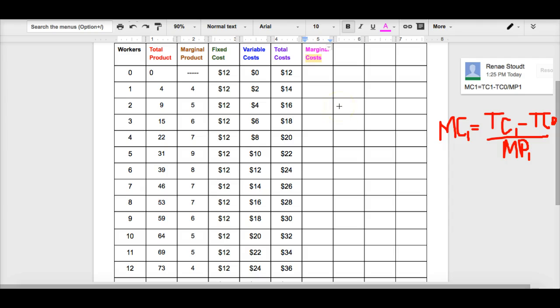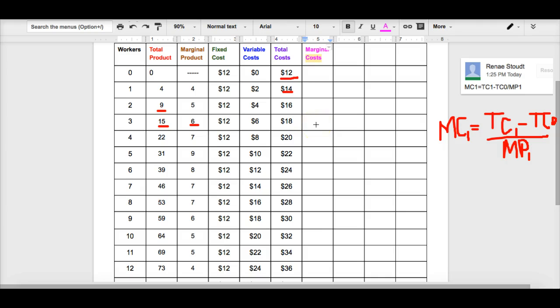Okay, so this makes sense if you think about it, because remember how we found marginal product, this column over here. We found marginal product by, for example, to find 6 here, we took 15 minus 9. 15 minus 9 gave us 6, right? So it makes sense if we're finding the marginal cost if we do, for example, 14 minus 12. That's the beginning part of this equation. So total cost 1 minus total cost 0.